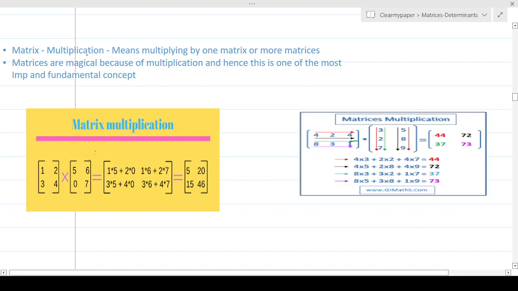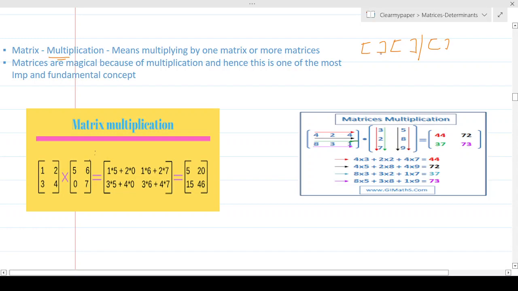Hey folks, we are going to talk about matrix multiplication in this crash course series. Just a quick reminder and recap: matrix multiplication means multiplying two or more matrices. We are going to focus on two matrices, but the same rule applies if you add more matrices as well. Okay, so let's do that.